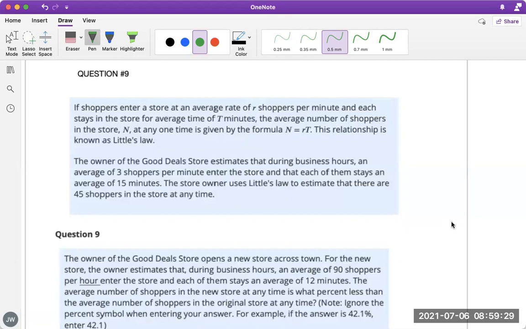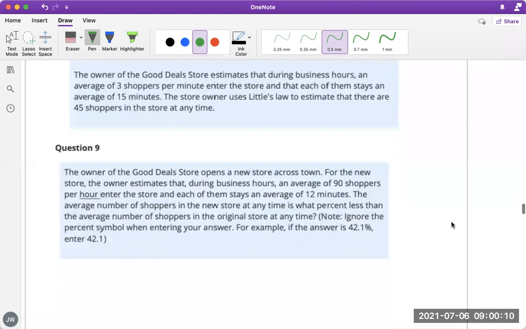If shoppers enter a store at an average rate of R shoppers per minute, and each stays in the store for an average time of T minutes, the average number of shoppers in the store, N, at any one time is given by the formula N equals R times T. This relationship is known as Little's Law. The owner of the Good Deal store estimates that during business hours, an average of 3 shoppers per minute enter the store, and that each of them stays an average of 15 minutes. The store owner uses Little's Law to estimate that there are 45 shoppers in the store at any time. I read that a little fast only because we've already talked about it, but I just want to keep N equals RT in your mind.